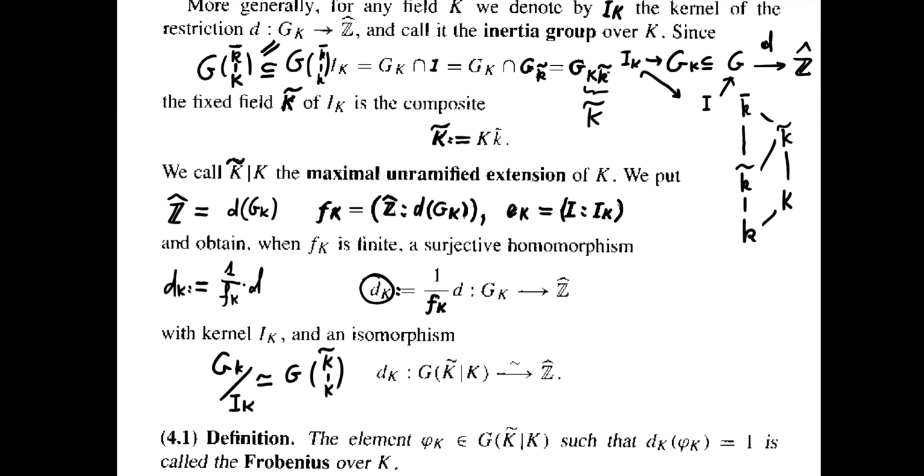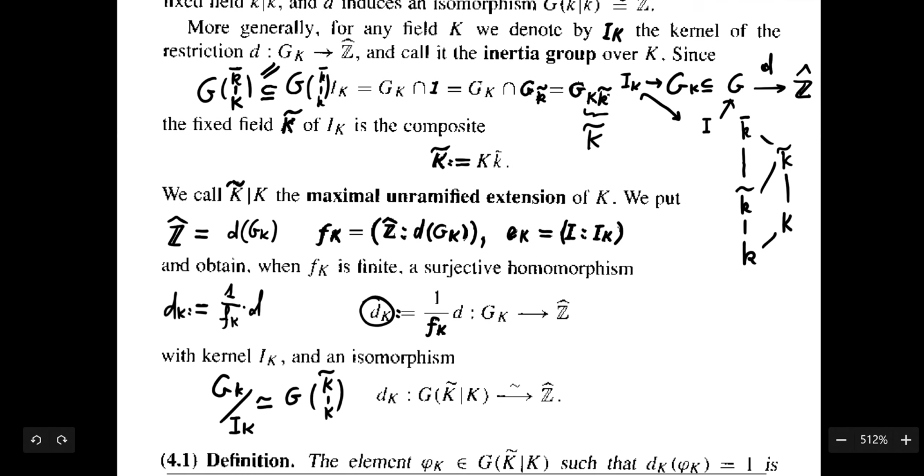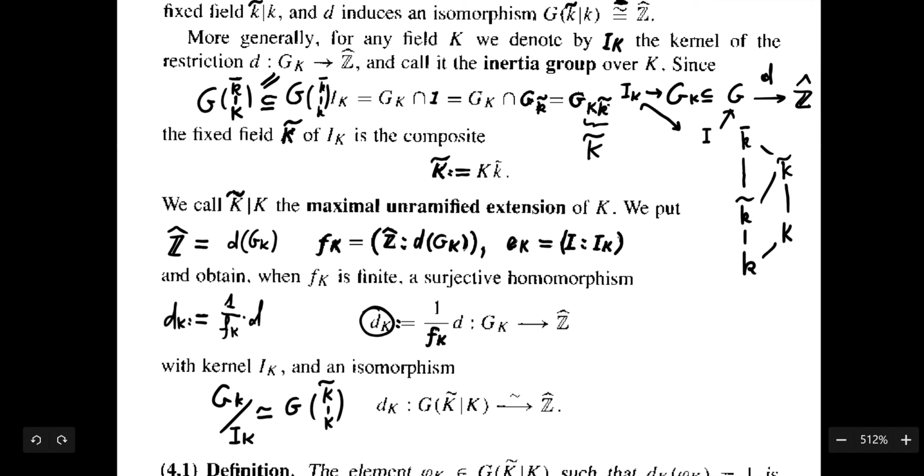And so it is also the kernel of D_K. Why? Because it's obvious. They have the same kernel, okay? Because if this maps something to 0, then D maps it to 0, so it's just a coefficient.